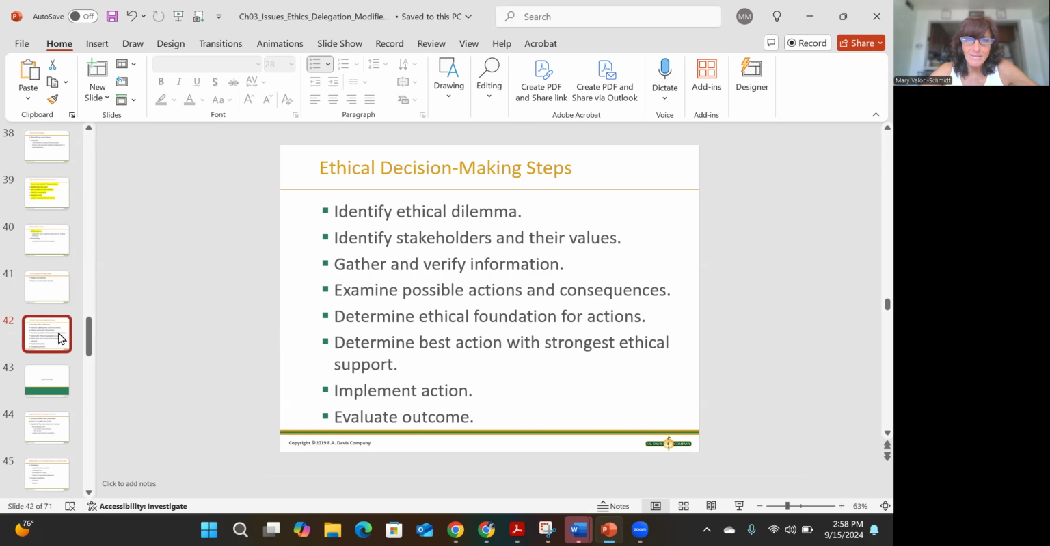Ethical decision-making steps. When you're in an ethical dilemma, and you'll have questions on the boards, not a lot, but a few about ethical dilemmas. You have to say to yourself, all right, who are the people, who are the stakeholders, who are the main people involved, and what are their values? You have to gather as much information as you can. And then you have to say to yourself, if I do this, what will the consequence be? If I do that, what will the consequence be? Right. And then whatever action you decide on as a group, bioethics committee, you have to say to yourself, what is the ethical foundation for us to do this?